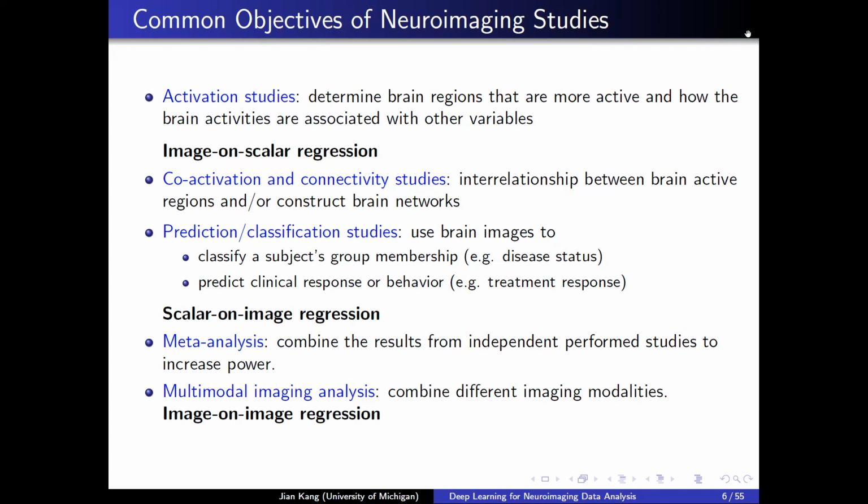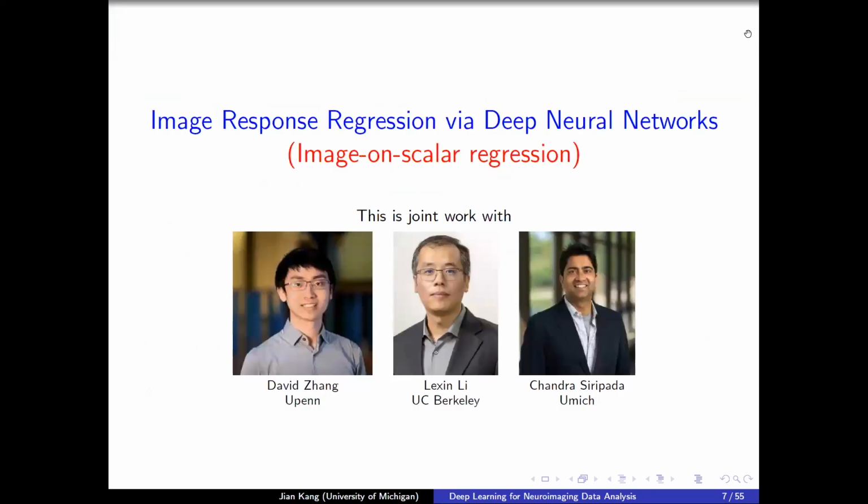If you think about image on scalar or scalar on image, you can do regular regression analysis, linear regression, and achieve some of the goals. Today I'm going to talk about some of my recent work on how to use neural networks to help improve statistical inference and also provide more accurate prediction and model fitting. There are three different aspects of applying deep neural networks to these three models, which I will go through later.